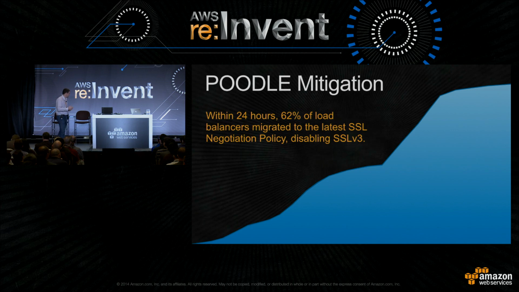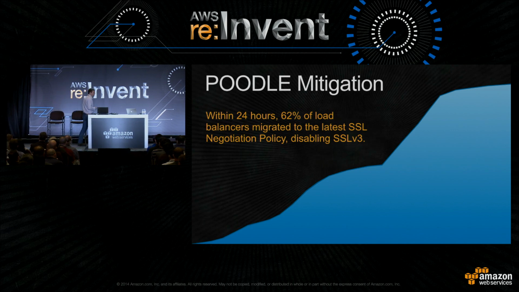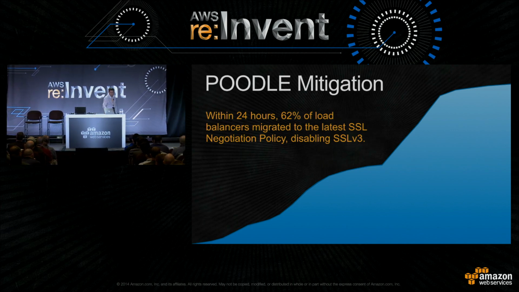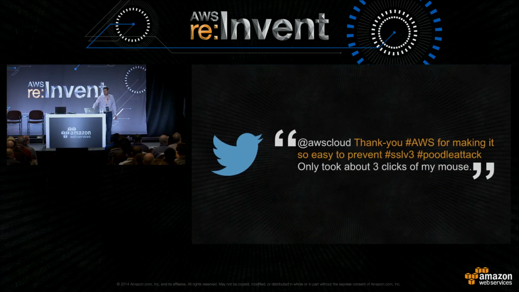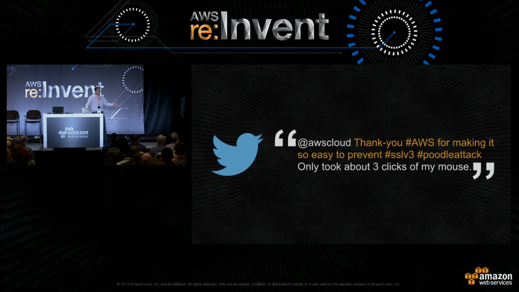And we actually had a couple of customers, again, on Twitter telling us just how pleased they were and how easy it was. And this customer said, thank you to AWS for making it so easy to prevent SSL v3 and POODLE. It took 3 mouse clicks. Again, you could have done it via the command line tools.